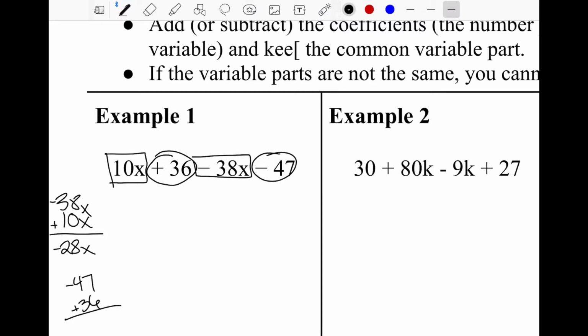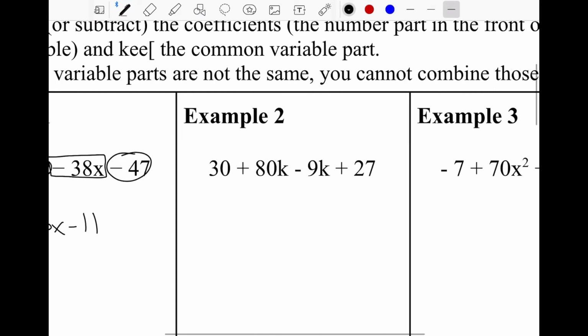Now signs are different again in this case, so I'm going to subtract and keep the sign of the larger. That's going to be 7 minus 6, which is 1, and 4 minus 3, which is 1, and that's going to give me a negative 11. Now when I write this expression, I'm going to put the variable first with the coefficient, and then the constant next. So my answer will be negative 28x minus 11.